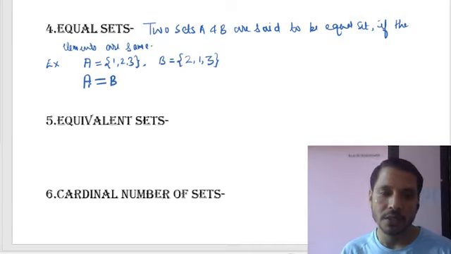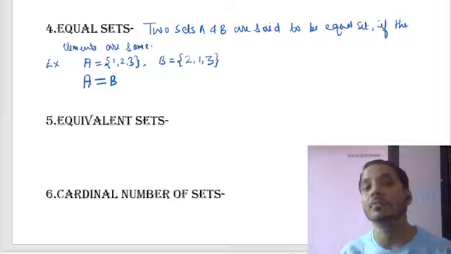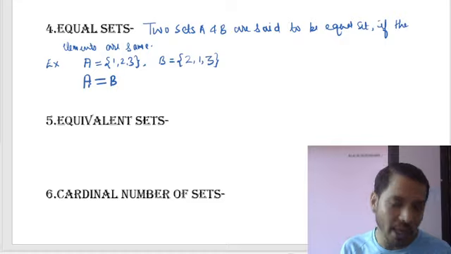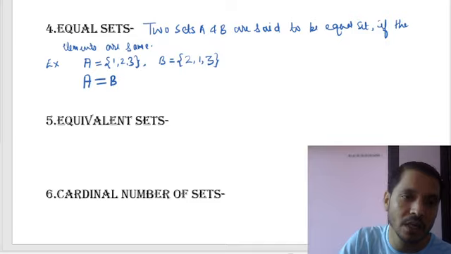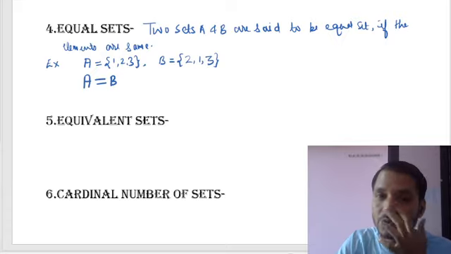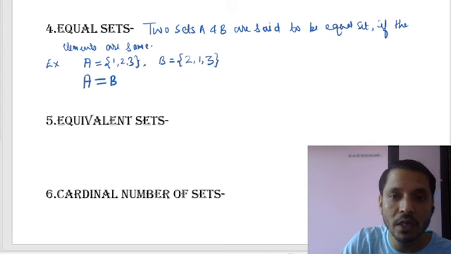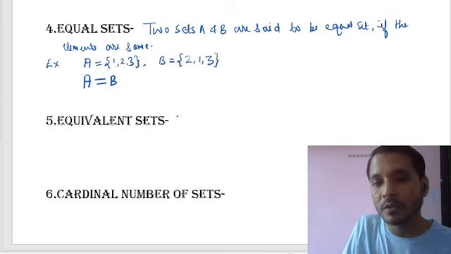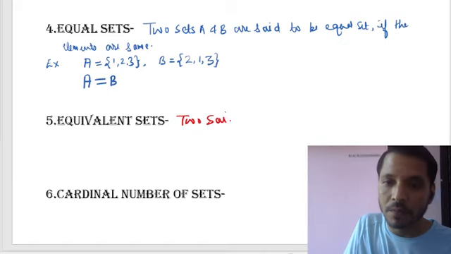Now equivalent sets. What is equivalent? Whenever we say equal sets, that means they have the same elements as well as the same number of elements. In a finite set, as we said in the last slide, we can count the number of elements. So only the number of elements matters for equivalent sets. What is an equivalent set? Equivalent sets are nothing but two sets A and B.